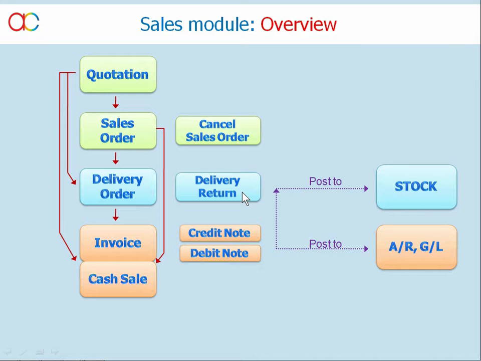Similarly to delivery return, while credit note and debit note are mainly for adjustment in invoice that involve movement of stock. Thirdly, posting option. By default, the posting to stock and account is automatic and intelligently adjusted. However, the system provides an option to interrupt the posting for all transactions or individual transactions.